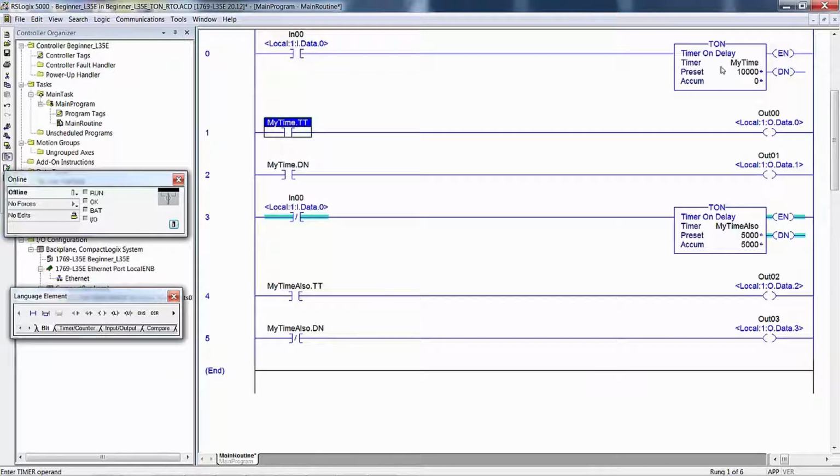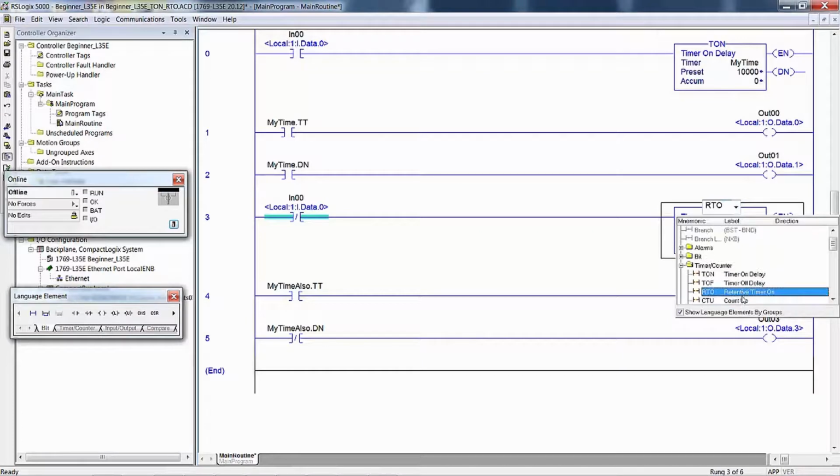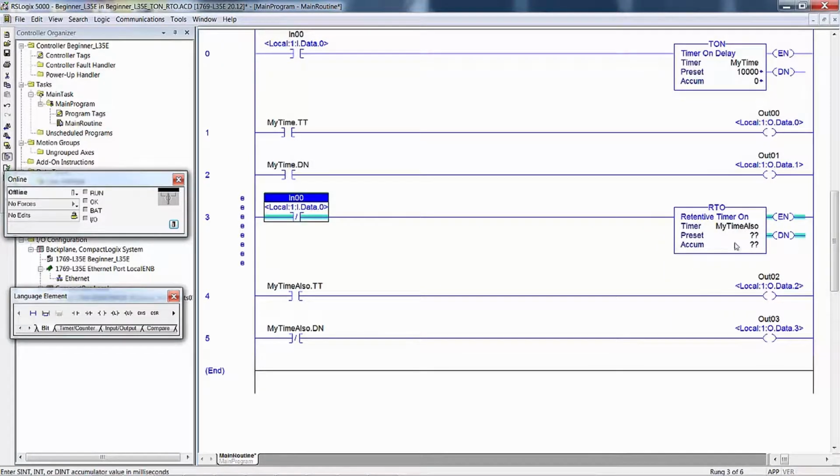And then down here we're going to make this an RTO. You can double click, you can type in RTO, or you can drill down and select the RTO. See the question marks pop up. Okay, we edited the TOF to be a TON and the TON to be an RTO to compare the 2 instructions.